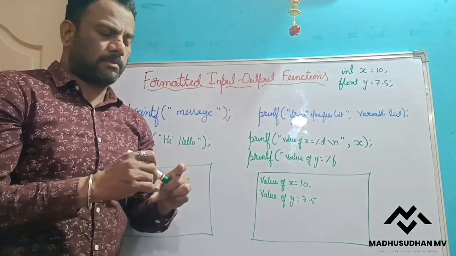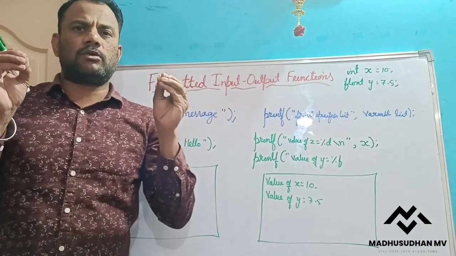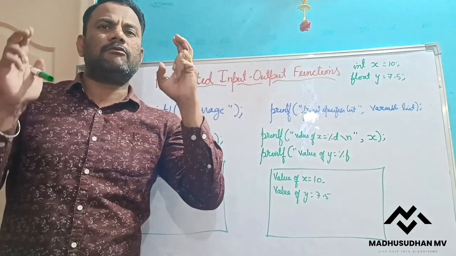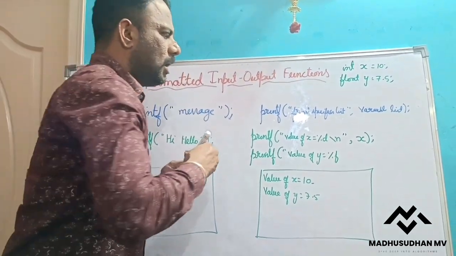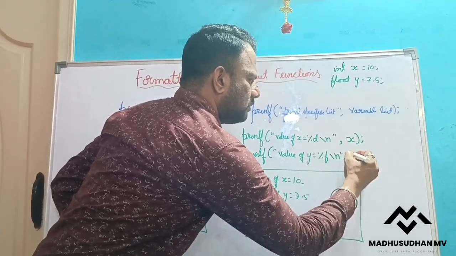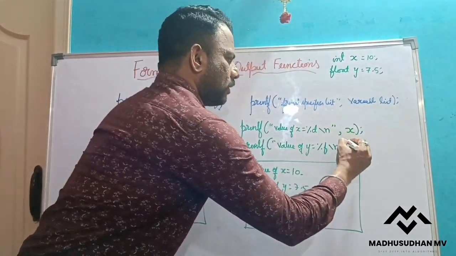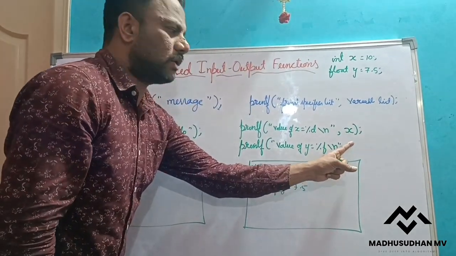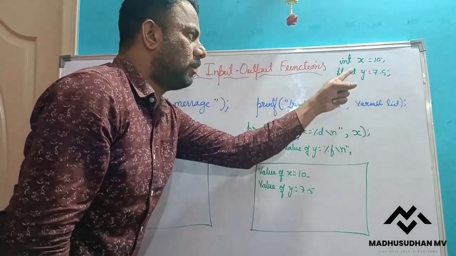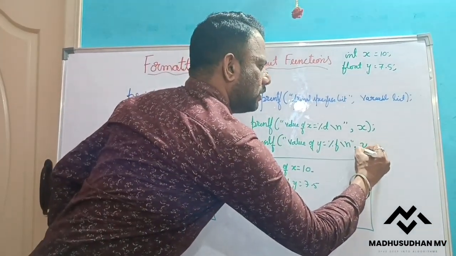From now onwards, whenever you are using printf, make a habit of writing \n at the end within the double quotes. So now I will use \n here also. It is not mandatory, but it is good for readability. Now, next, the variable list. What is the format specifier? %f. That means floating point. Which variable is floating point? y. So that is the name of the variable, y.